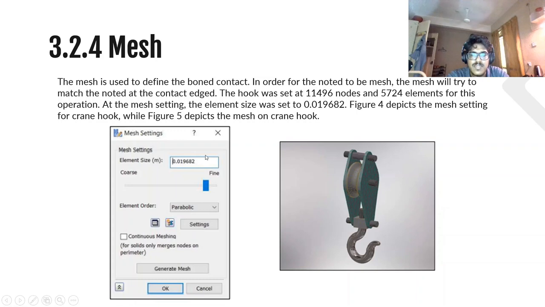In the mesh settings, we can see in this screenshot here, the element size was set to 0.019682. And the figure beside shows the mesh after it is done for the crane hook.